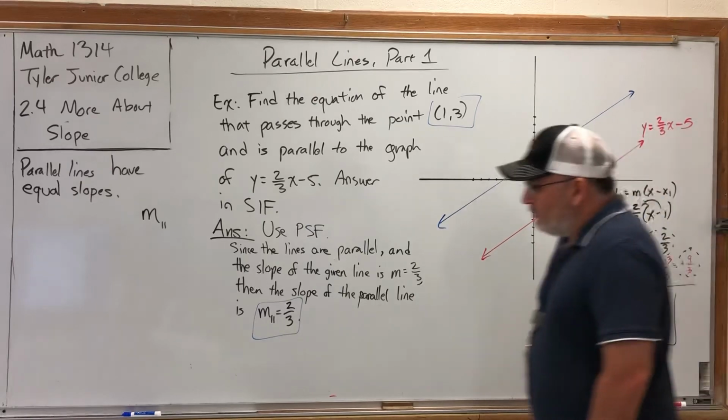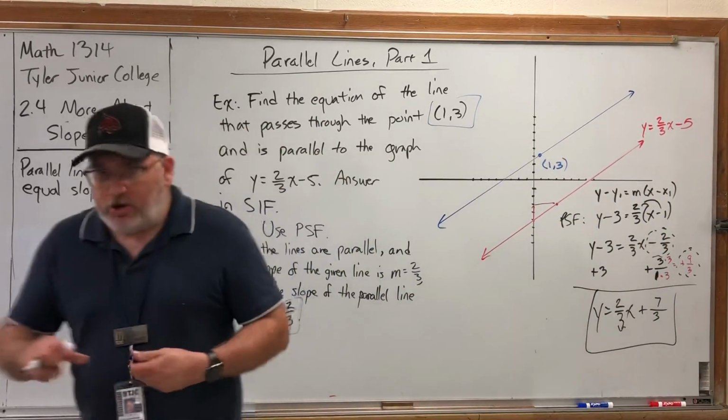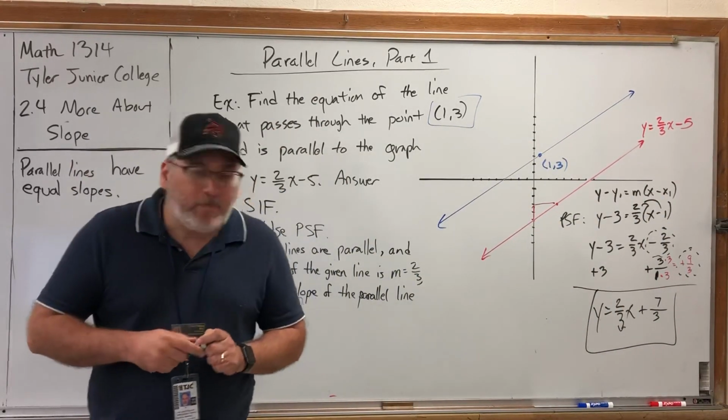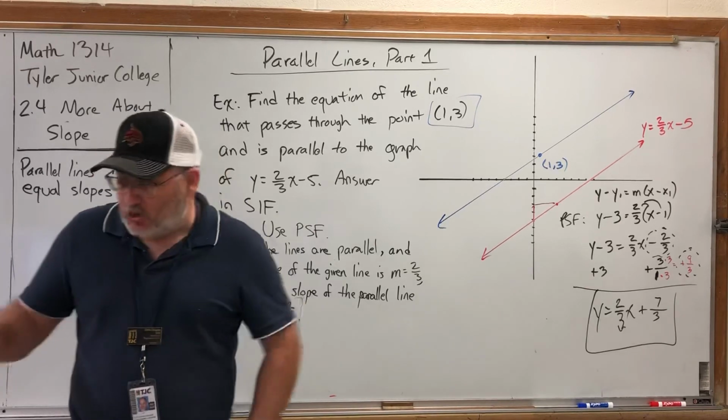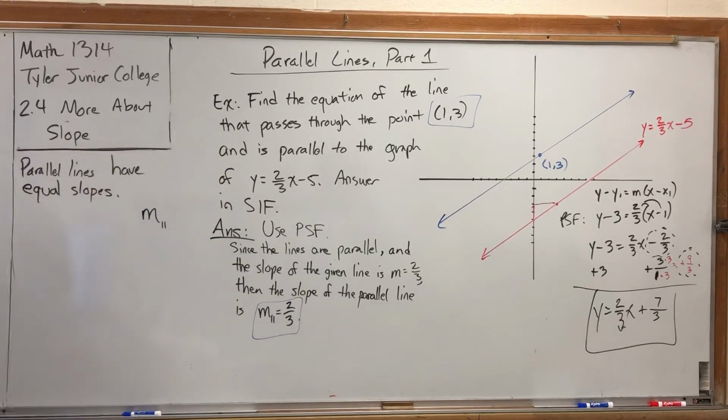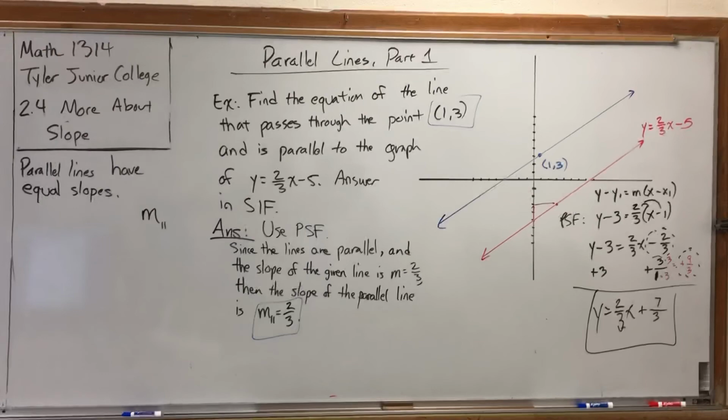So to find the equation of a parallel line, all you need to know is the original line's slope. Because they're parallel, you use that slope, and then it's business as usual. That is one messed up looking 3 under the 2 in the slope. Well, it happens.